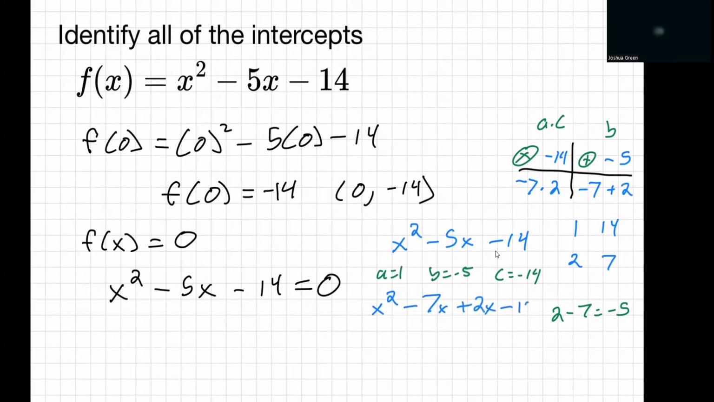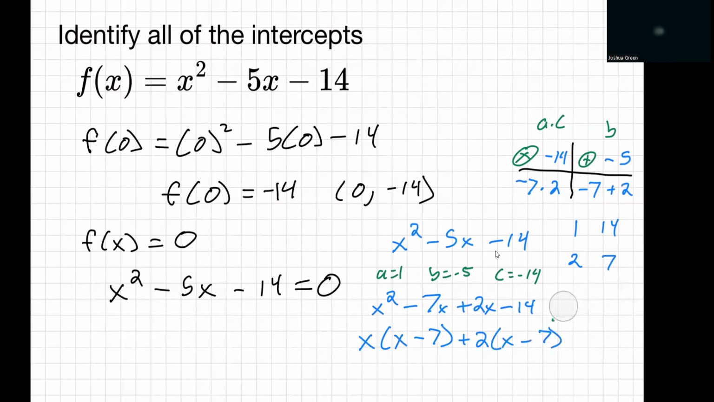The factoring by grouping method says that, hey, if I replace my negative 5x with negative 7x plus 2x, I can use GCFs to factor this. So the first two here share an x in common. So we could write that as x times x minus 7. And then the second two here share a 2 in common. I'm going to write that as plus 2 times x minus 7.